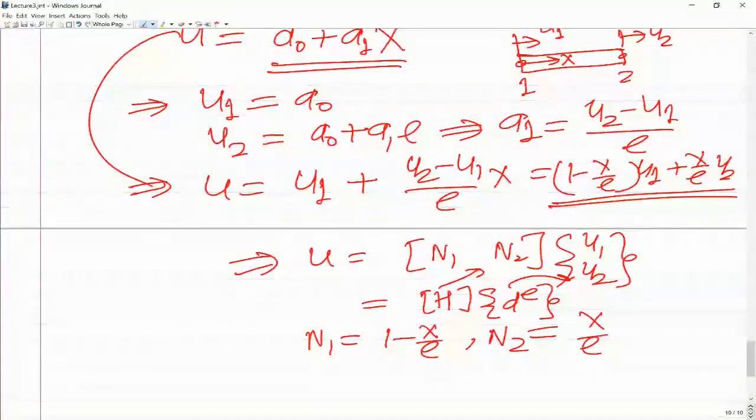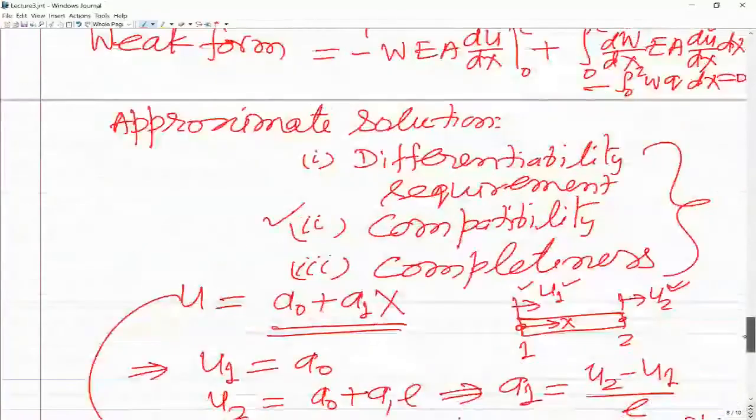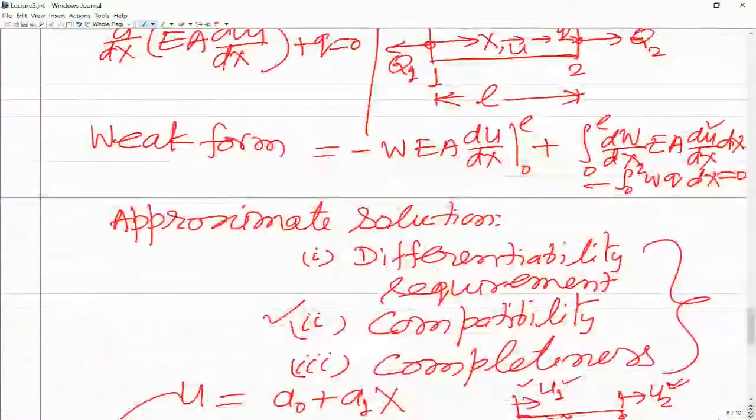Now if you look at the approximate solution, we have two unknowns, u1 and u2, so we need to choose two weight functions. In the Galerkin method, weight functions are taken as the coefficients of the unknown terms in the approximate solution. The unknowns are u1 and u2, so one weight function we will take as N1, and another weight function we will take as N2.